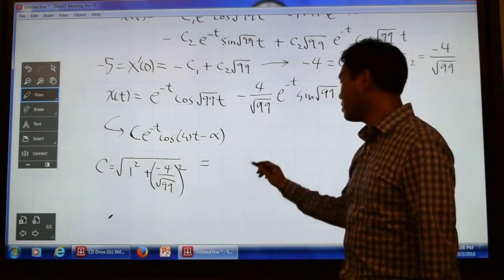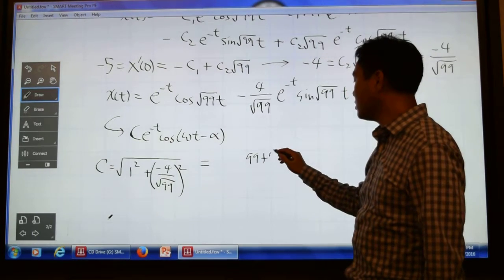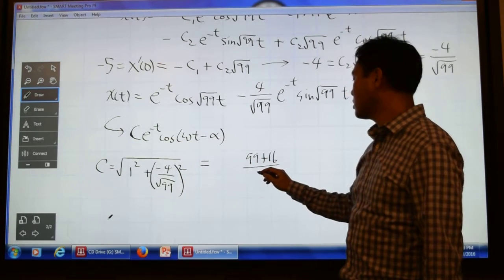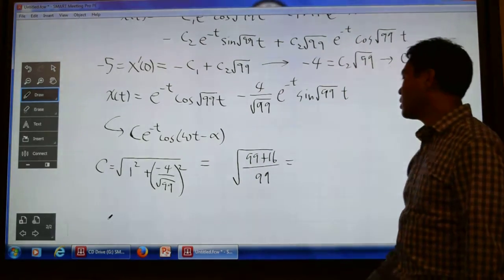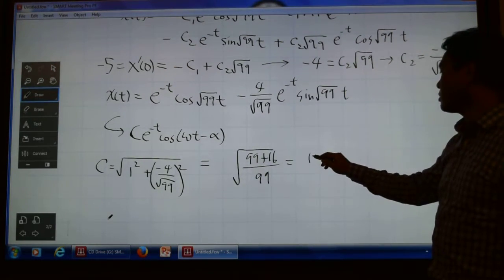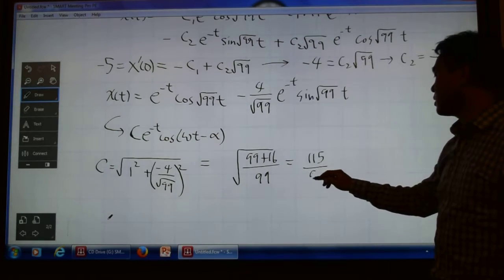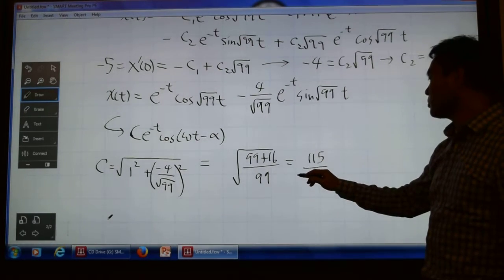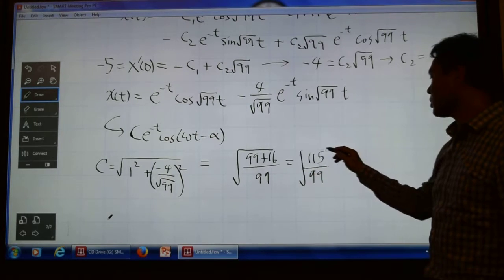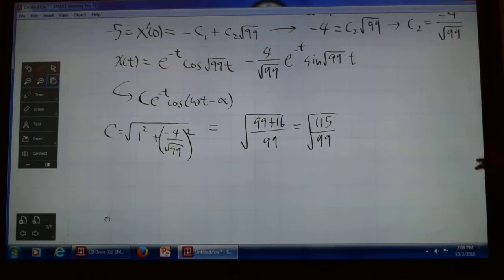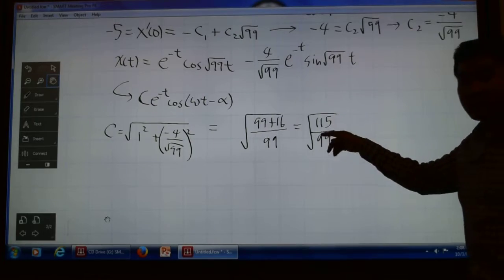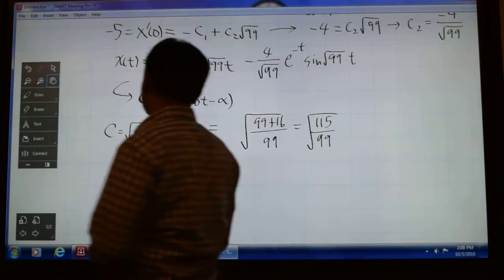And 1 is 99 over 99. 4 squared is 16, so you have the square root of 99 plus 16 over 99. And that's 115 on top, 99 at the bottom, and you just have the square root. I don't think you can do much about that. I don't see any common factors. Yeah, there's no common factor here, so you just have to leave it like that.